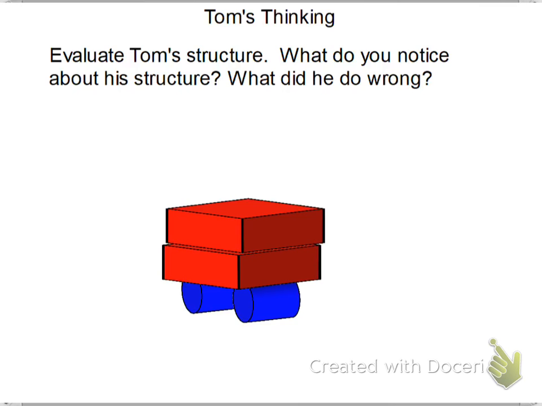So looking at this, again we're talking about Tom's thinking, and we're looking at what Tom did and what he did well and what he did that needed a little bit of improvement. So if we look, he put two cylinders on the bottom, and he put two rectangular prisms on top.